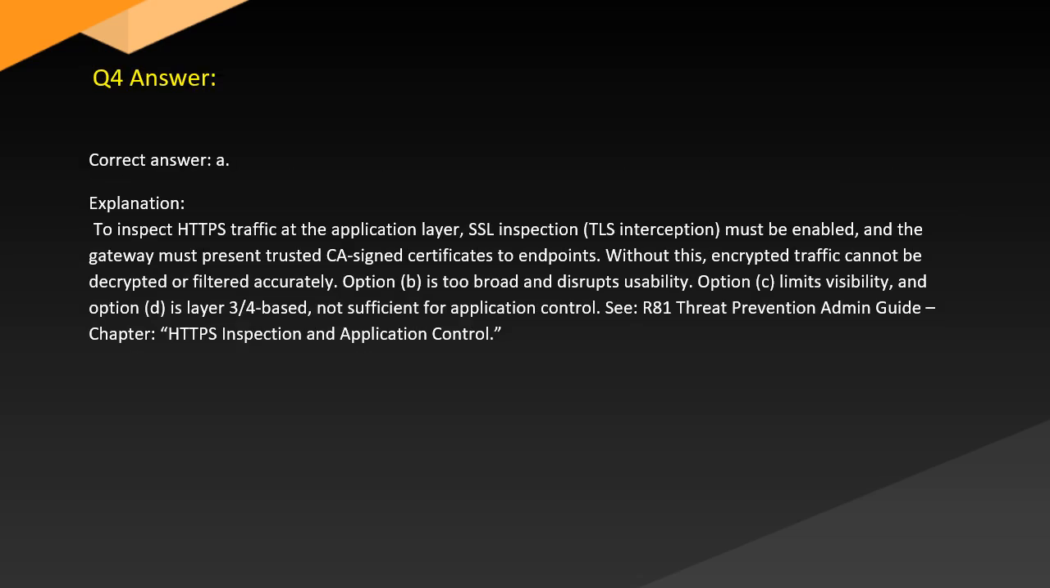Answer. Correct answer: A. Explanation. To inspect HTTPS traffic at the application layer, SSL inspection, TLS interception, must be enabled and the gateway must present trusted CA-signed certificates to endpoints. Without this, encrypted traffic cannot be decrypted or filtered accurately. Option B is too broad and disrupts usability. Option C limits visibility. And option D is layer 3 based, not sufficient for application control. Reference: Check Point R Threat Prevention Admin Guide, chapter URL Filtering and Application Control.